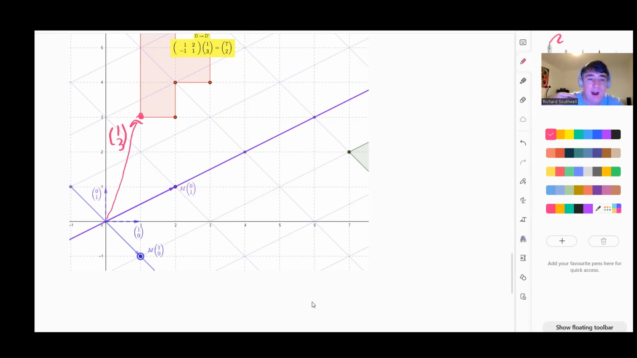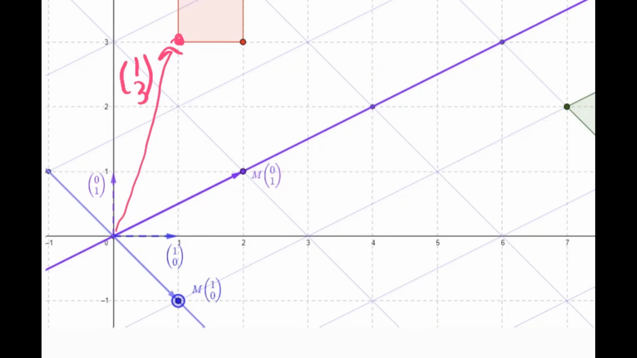We want to figure out what is m of (1, 3). What can we say about this vector? Well, how can we form it? We can form it by taking one of these vectors and adding 3 of these vectors to it. So let's write that. We can write that this is equal to (1, 0) plus 3 times (0, 1).